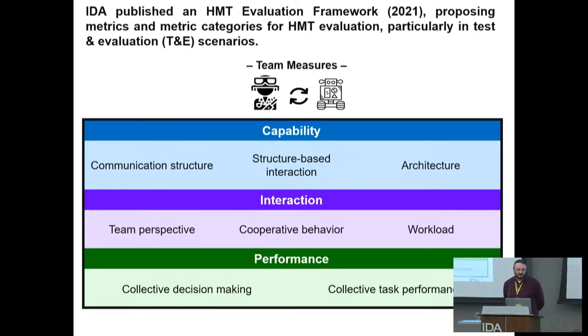So this has been a long term ongoing project here at IDEA, modeling human machine teams. And the first part of this, which we finished about a year ago, was a study on not so much individual metrics, but actually groups and families of metrics for assessing human machine team performance. And what we ended up doing was we split those metrics into three broad categories based on the team's capability, the team interaction, and the team performance.